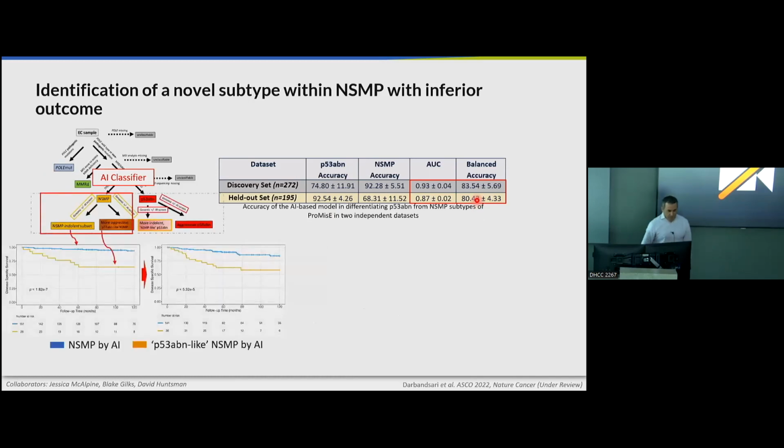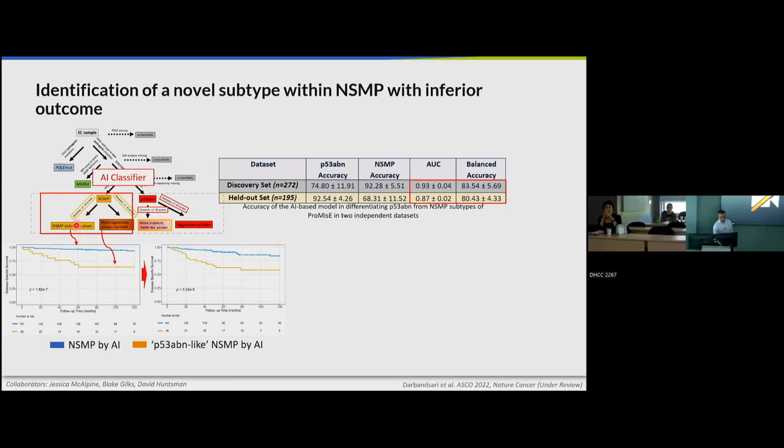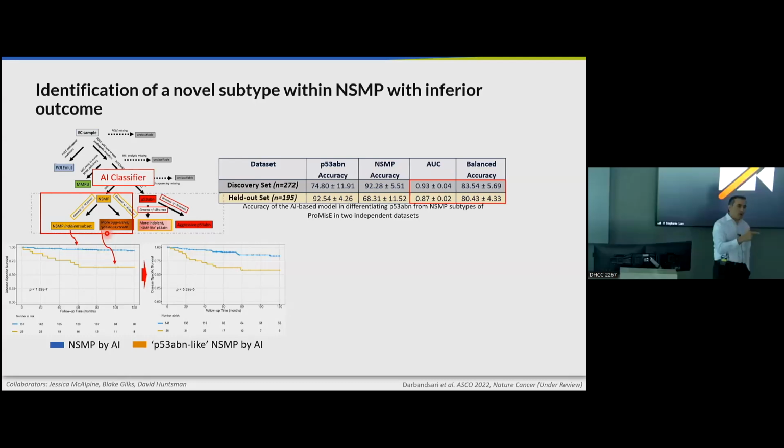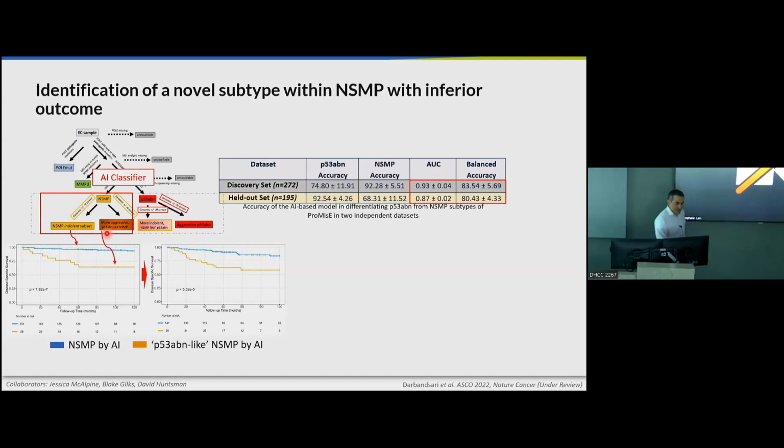So imagine you get an AI classifier that takes NSMP cases. It tells you whether it's NSMP, roughly 80% of cases. And for 20% of those, it says that it's not NSMP. It looks more similar to P50 abnormal. So we said, okay, maybe then the outcome is going to be as bad as P50 abnormal cases, because they look more similar to P50 abnormal cases. And as a matter of fact, I think we got lucky in this case.